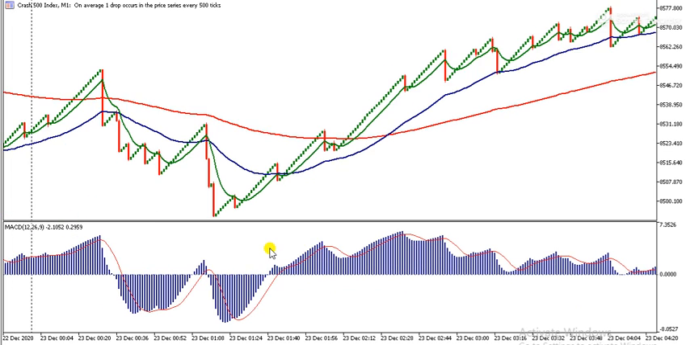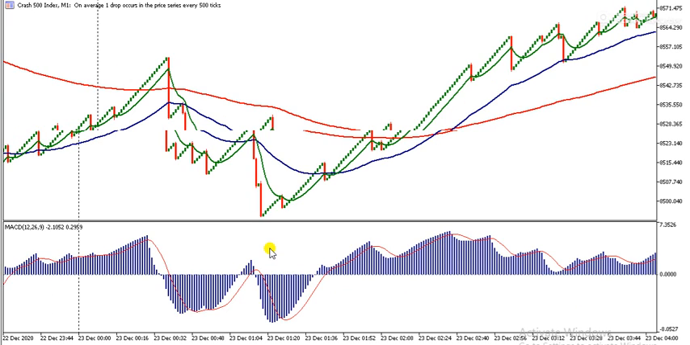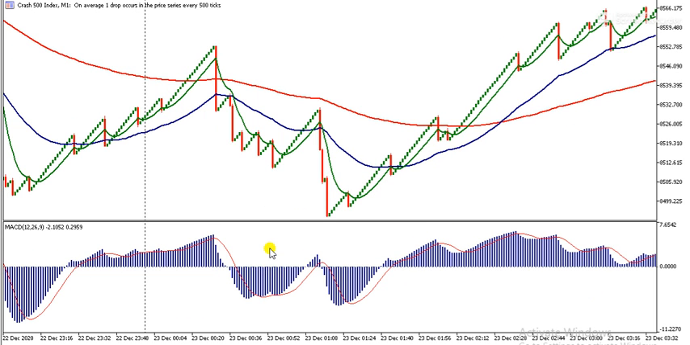Buy opportunities are what we are looking for. If you can see right here, we have a divergence. This is a divergence here. That is the difference between price and indicator.